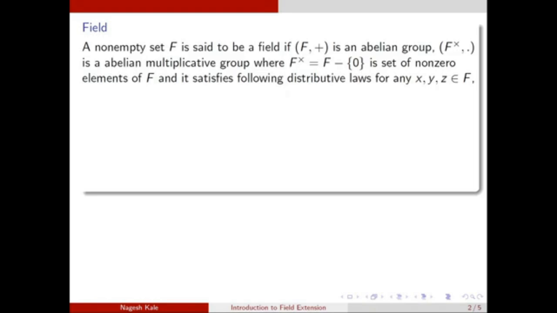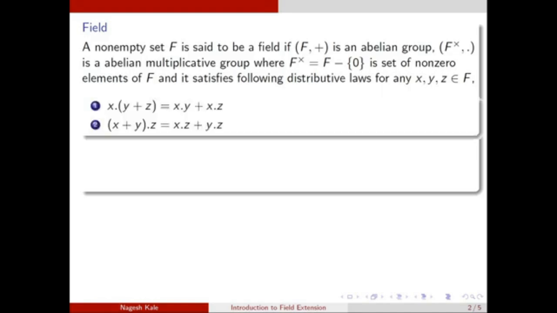At the same time, it should satisfy distributive laws for any x, y, z in F. Those distributive laws are given as this: x dot (y plus z) should be equal to x dot y plus x dot z, and (x plus y) dot z should be equal to x dot z plus y dot z. So in short, if we summarize the definition of field, we can say that a field is nothing but a non-empty set F which is an abelian group with respect to both addition as well as multiplication. But in case of multiplication, we take care of removing 0 from our set, and this set should satisfy these two distributive laws.